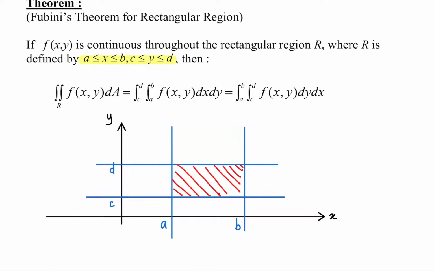So if I am integrating this part, I am integrating over the region R. That means we are integrating over that region between a, b and c, d. Since all the values of a, b, c, d are constants, Fubini's theorem states that there is no specific order of integration. Let me just make a note here.